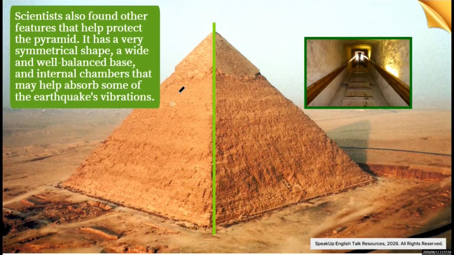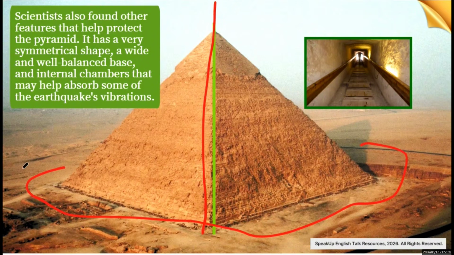Another reason is because of the way the pyramids are built. They're symmetrical, right? Look at the shape. I put a line here right in the middle. So it's a symmetrical shape with a wide base, and so the pyramids are well balanced. And also inside the pyramids, there are internal chambers, and the internal chambers actually help to absorb some of the earthquake's vibration.